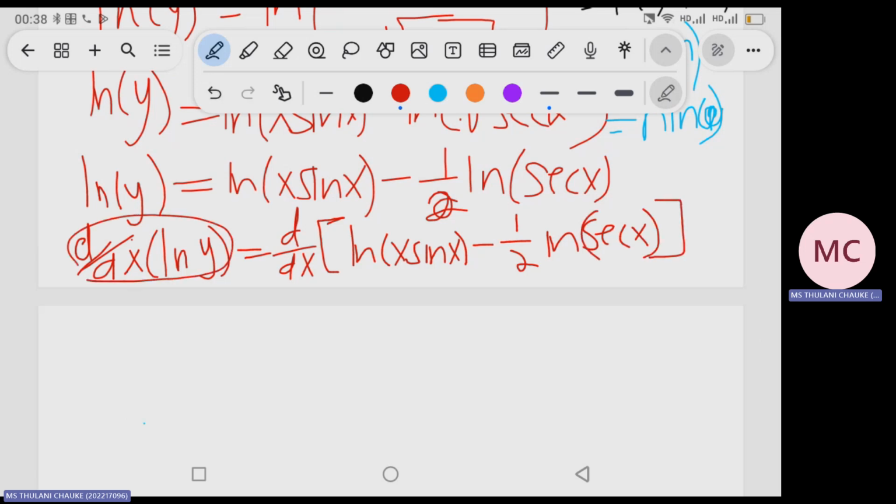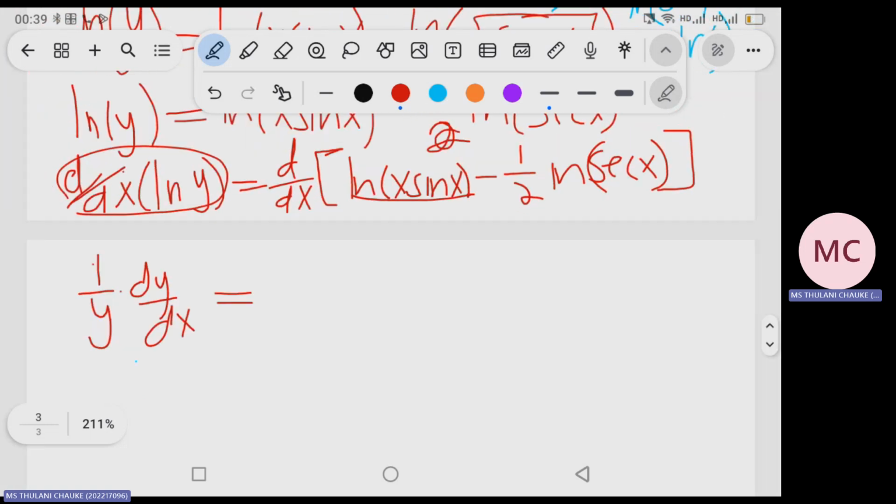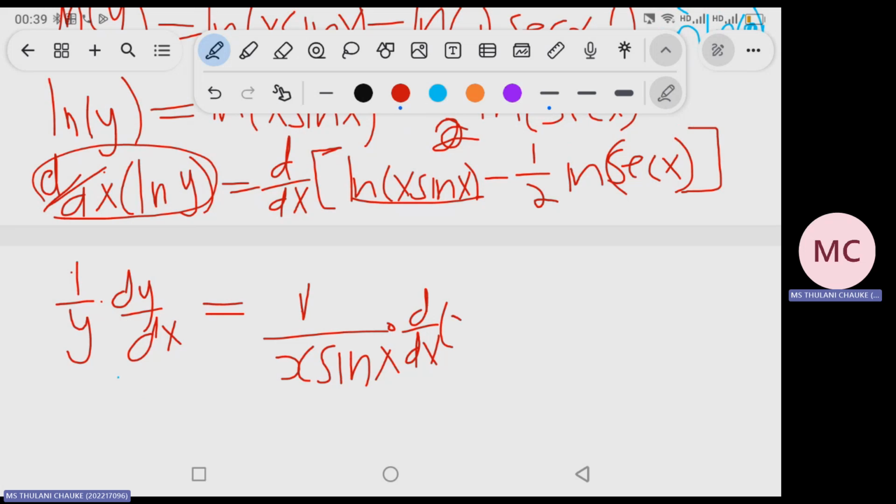And this will give us what? 1 over y times dy over dx being equal to the derivative of this one. We have to differentiate ln of x sin x. So that means we'll have 1 over x sin x multiplied by the derivative of x sin x, minus 1 over 2, 1 over sec x, the derivative of sec x.